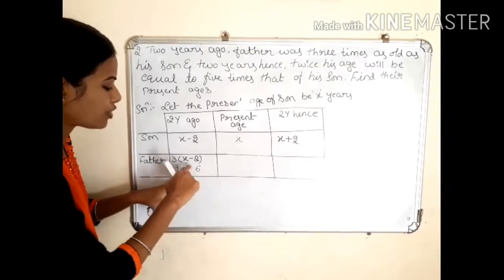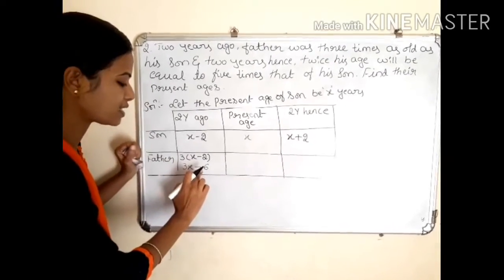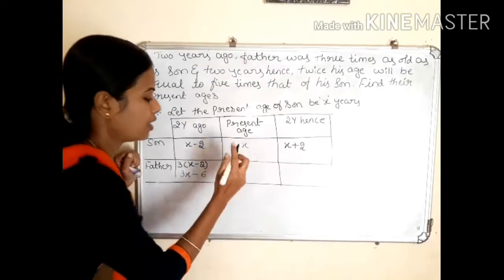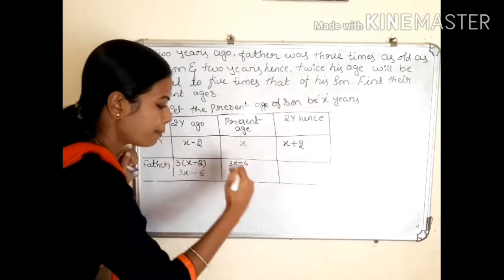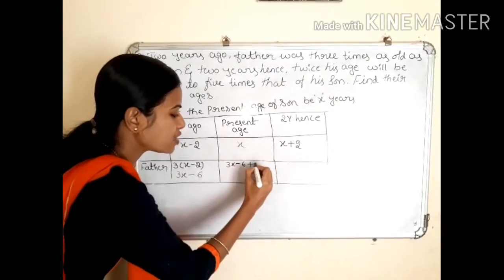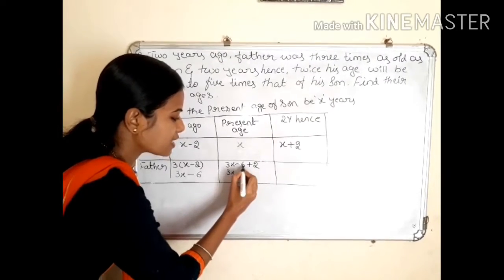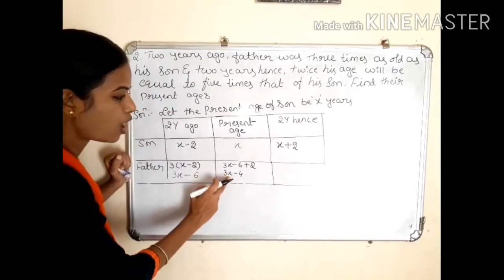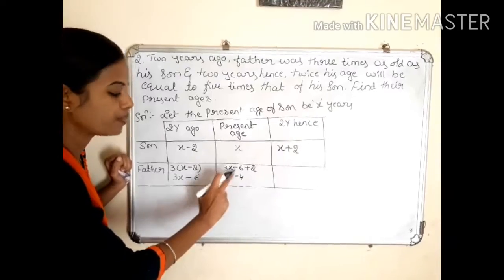Now we got that before 2 years the father's age was 3x minus 6. Can we find the present age of the father? Yes. 3x minus 6 is 2 years back. For the present year, what do you have to do? Plus 2. 3x, minus 6 plus 2 is minus 4. We got the present age of father is 3x minus 4.